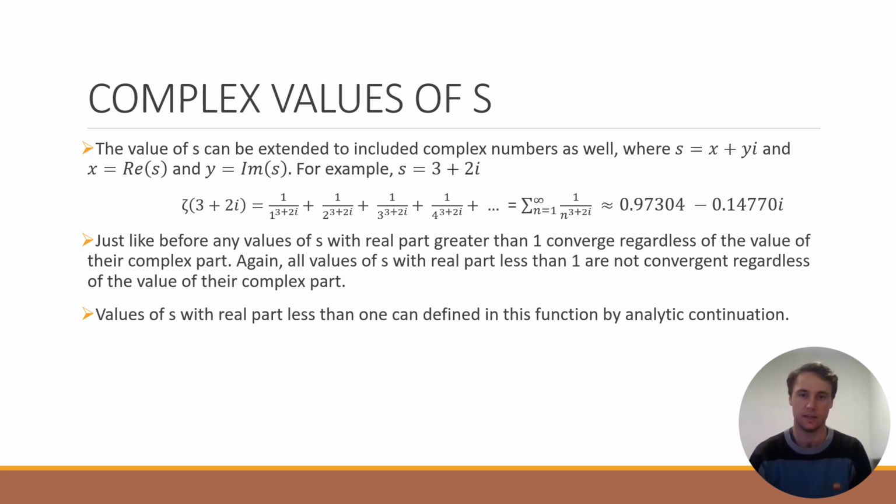And it also means that when we have the real part of s less than 1, it will still be undefined and it won't converge nicely to any number, so we can't define it still for real parts less than 1. So the example given is s equals 3 plus 2i, zeta of 3 plus 2i, and that gives the infinite sum there, and that equals approximately 0.97 minus 0.14i. So in order to define the zeta function beyond the domain where the real part is greater than 1, we need to use analytic continuation to define the function beyond that domain.